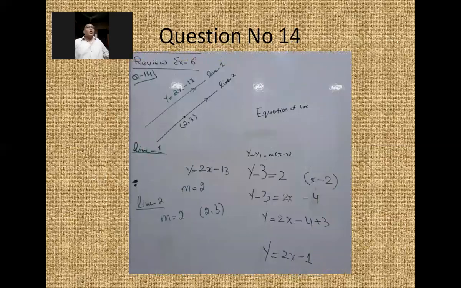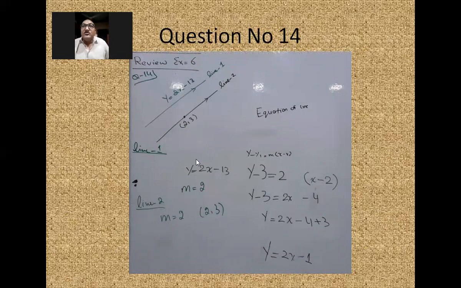Okay, so we are on question number 14. It says find the equation of the line passing through the point (2, 3) and parallel to the line y = 2x minus 13. So here we have line number 1, which is y = 2x minus 13. I can find the gradient of this line. y is alone, so the coefficient of x is the gradient of this line. So m is equal to 2.